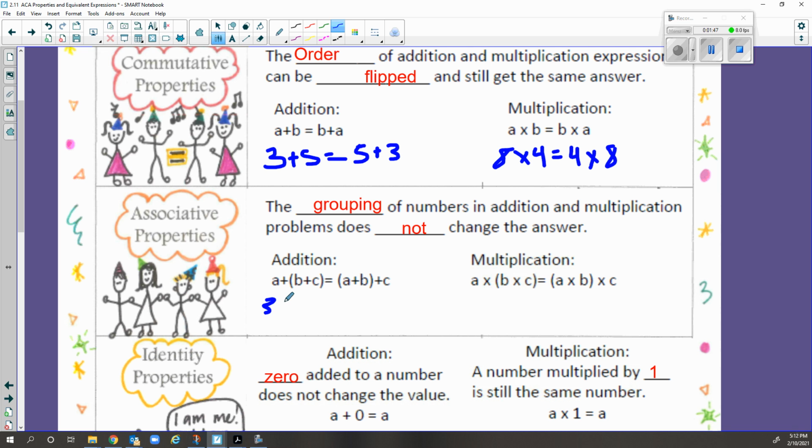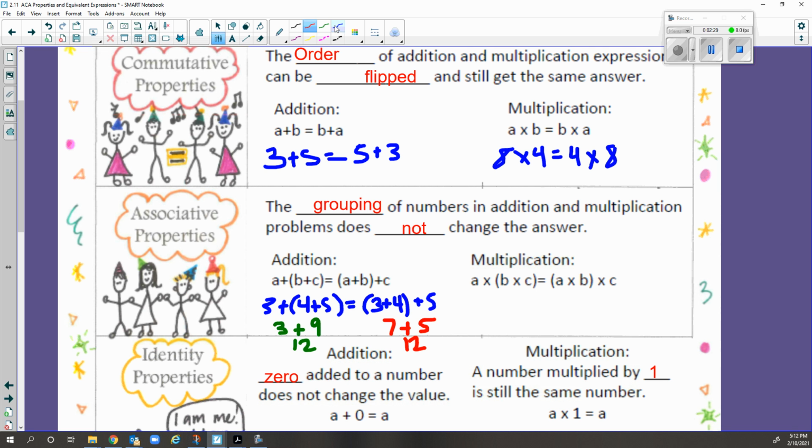Watch what I mean. If I do 3 plus 4 plus 5 inside of the parentheses, it'd be the same as doing 3 plus 4 in the parentheses and then plus 5 at the end. Well, Mr. C, that doesn't make any sense. Well, sure it does. 4 plus 5 is 9 on this side. We do that first, then plus 3. That's going to give us 12. Well, on this side, I would do 3 plus 4 first. That would be 7 plus 5. And 7 plus 5 is also 12.